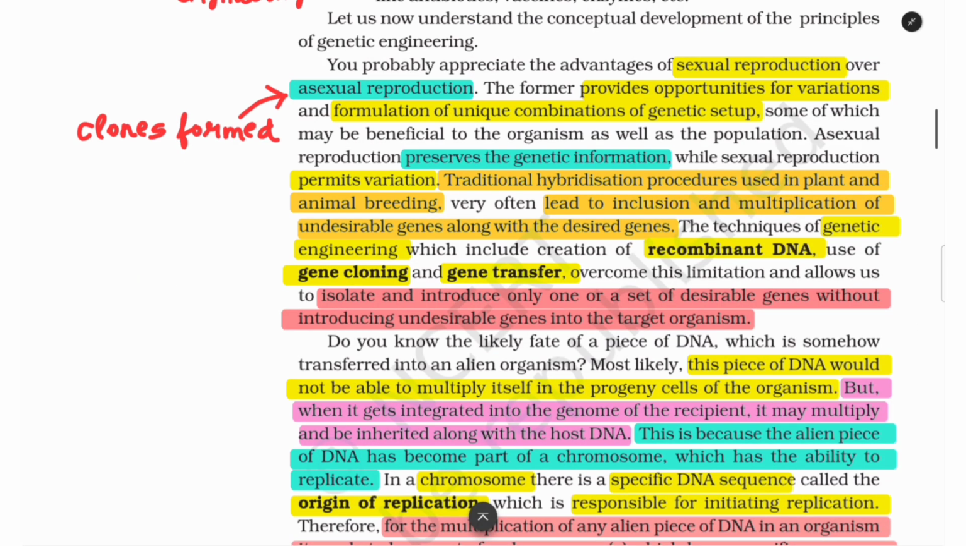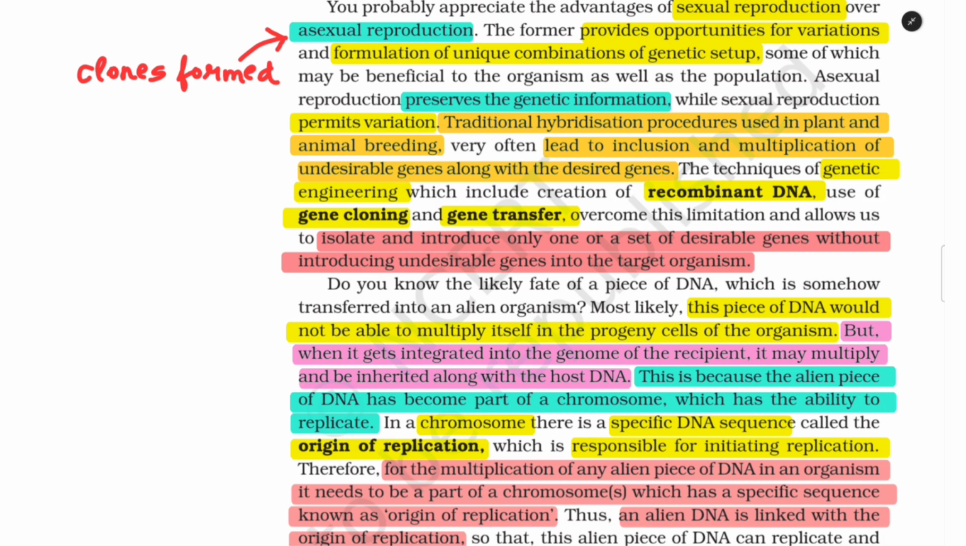Let us now understand the conceptual development of the principles of genetic engineering. You probably appreciate the advantage of sexual reproduction over asexual reproduction. The former, that is sexual reproduction, provides opportunity for variations and formulation of unique combinations of genetic setup, some of which may be beneficial to the organism as well as the population. Asexual reproduction preserves the genetic information while sexual reproduction permits variation.